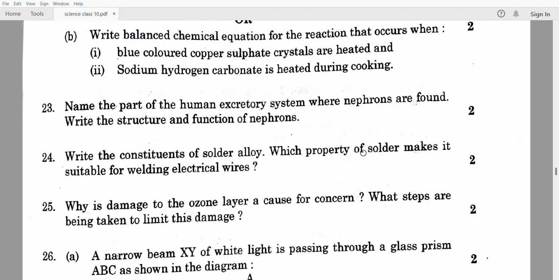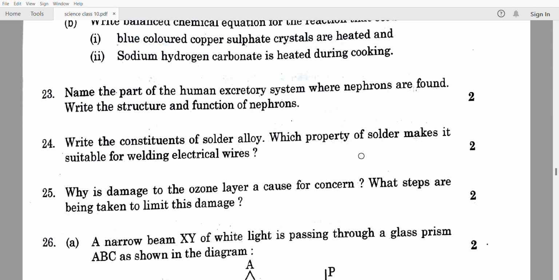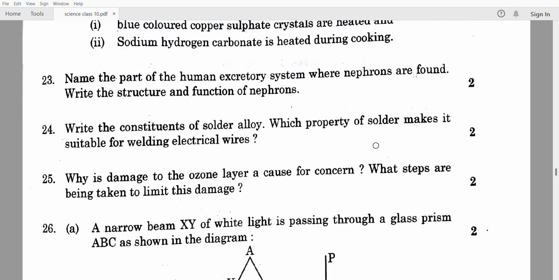where nephrons are found. So it is found in the kidney, the medulla of the kidney. Write the structure and function of nephrons. We know the structure. It includes Bowman capsule, proximal convoluted tube, loop of Henle, distal convoluted tube, collecting duct. So when you talk about the function, they are the structural and functional units of excretion, where it helps in filtration of the blood to produce urine. So urine formation you can see.